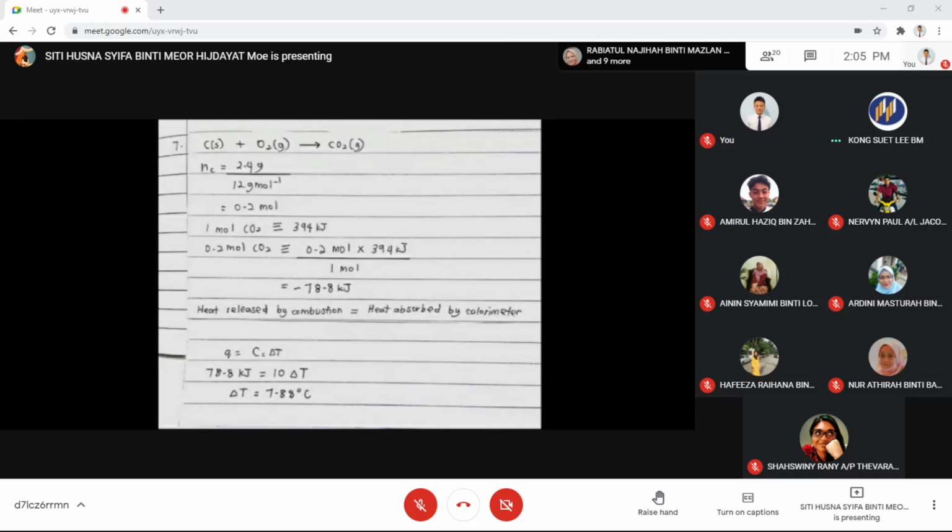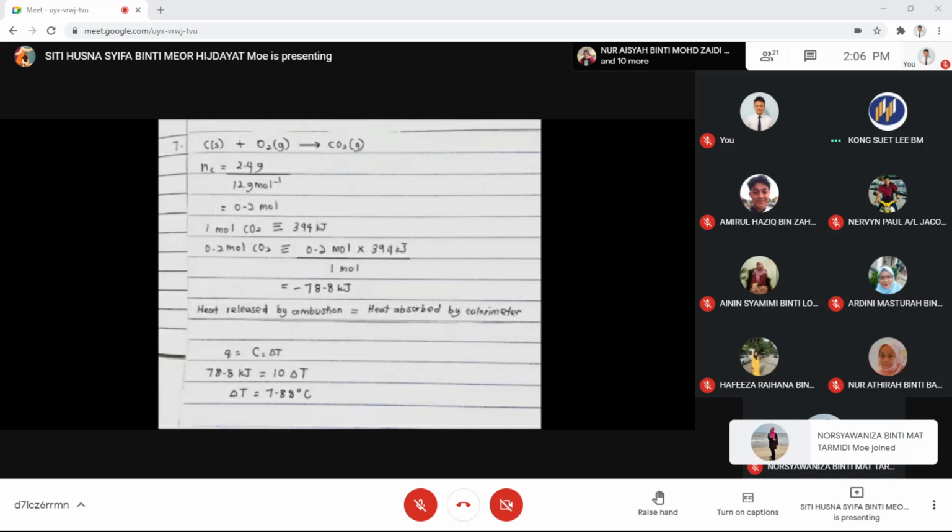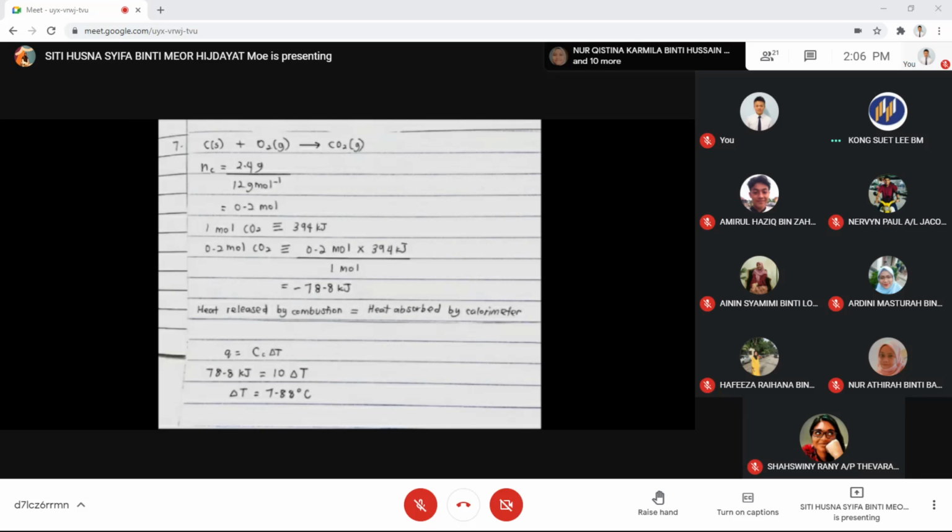First of all, we have to write the balanced equation. C plus O2 will produce CO2. Then we have to calculate the number of mole of carbon. 2.4 gram divided by 12 gram per mole, so we will get 0.2 mole. Then 1 mole CO2 will release 394 kilojoule. So 0.2 mole CO2 will release negative 78.8 kilojoule.